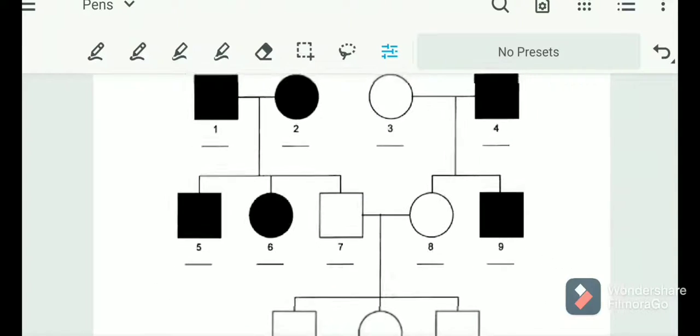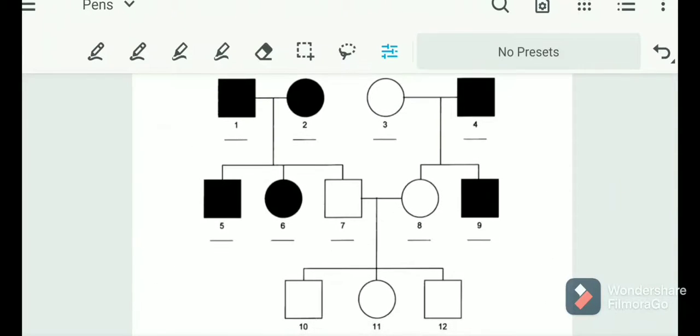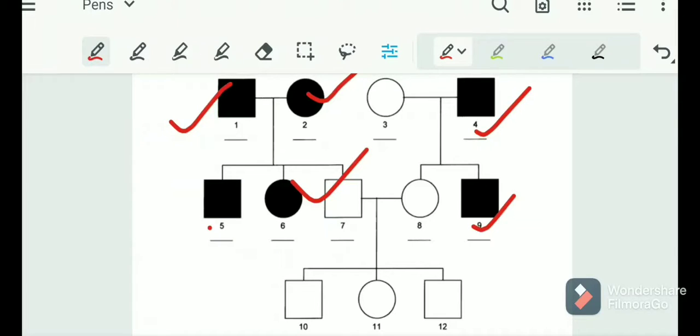Let's see this one. Here male is affected, female affected, male affected, female affected, male affected. So both genders are equally affected. So there is no gender specificity again. So this is autosomal disorder. Now let's see whether it is recessive or dominant.